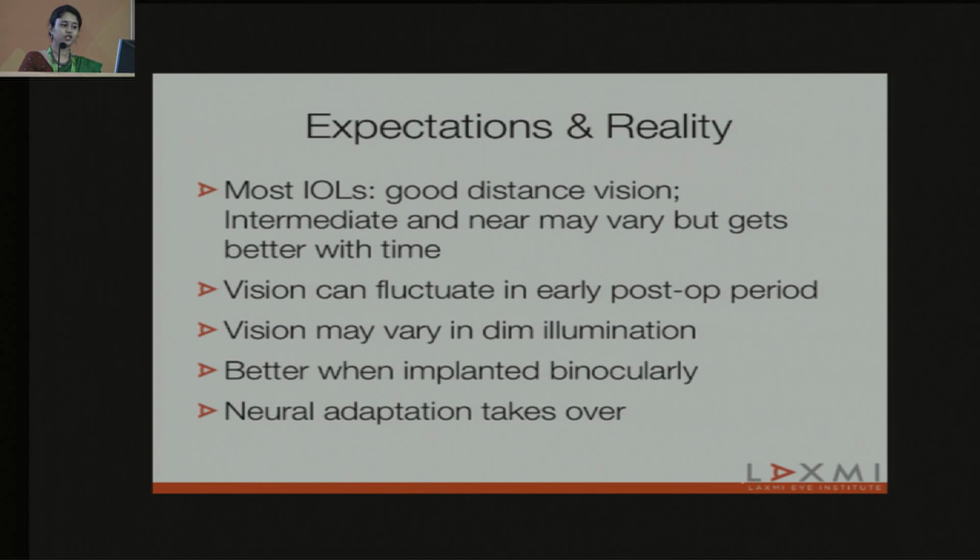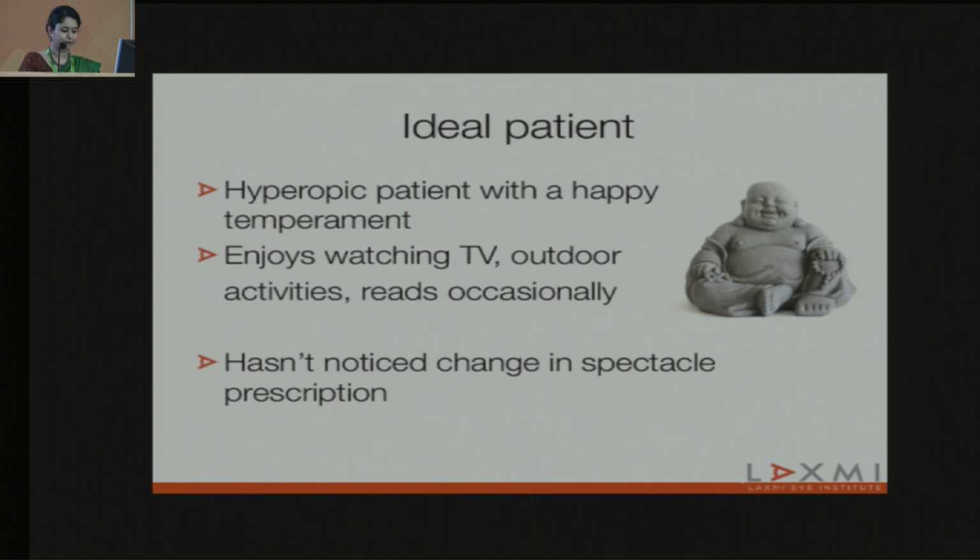The vision can fluctuate in the early post-operative period, but it does stabilize over a month or so. Vision may vary in dim illumination, and it is always better when the IOL is implanted binocularly. And eventually, if all of these problems occur, then neural adaptation takes over, and this will reduce eventually.